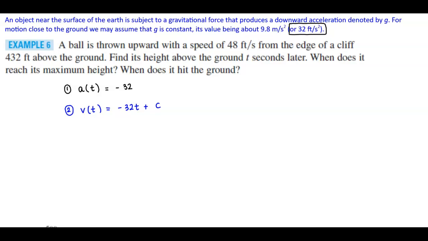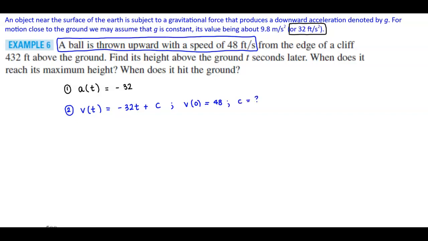Now we need to look at the fact that the ball is thrown upward with a speed of 48 feet per second. Well, that 48 feet per second is in terms of velocity. So that tells us that v of 0 is going to equal 48, and that's going to allow us to find the constant c. Let's plug that in. We know that v of t is 48 when t is 0, so c is going to equal 48. So the velocity function v of t is going to equal negative 32t plus 48.